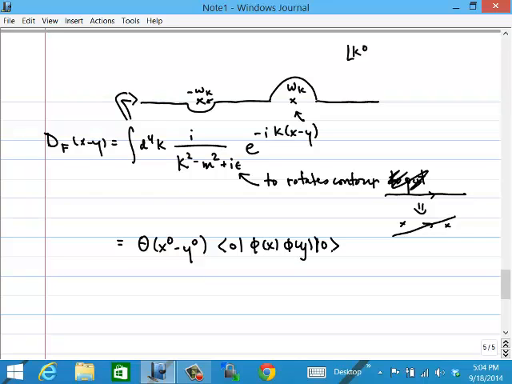And likewise, if y⁰ is bigger than x⁰, then you complete the contour in the upper half of the complex k⁰ plane. You pick up this pole here instead of the other one. And so you get a second term that's theta of y⁰ minus x⁰ times the expectation value of φ(y)φ(x).